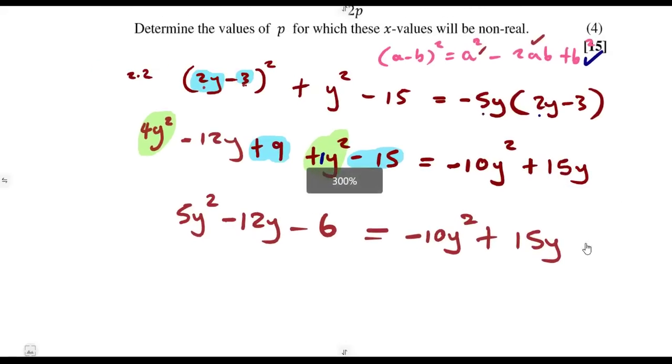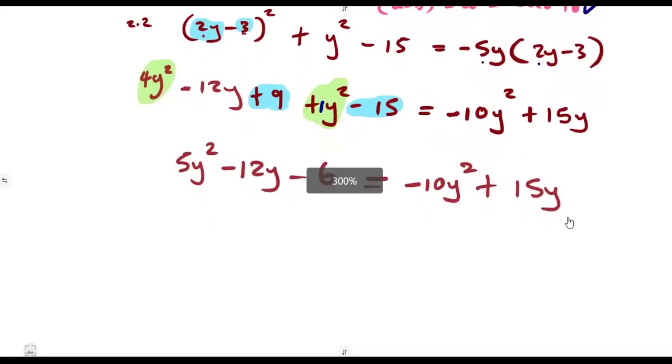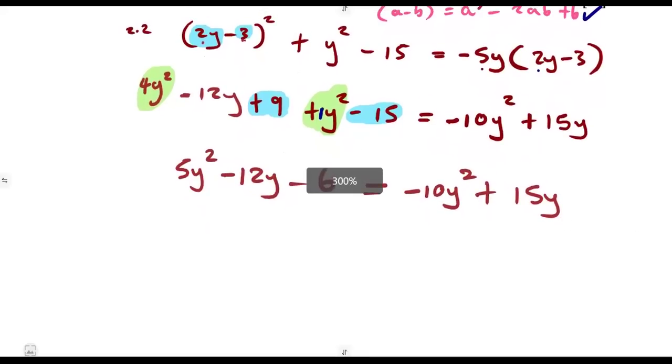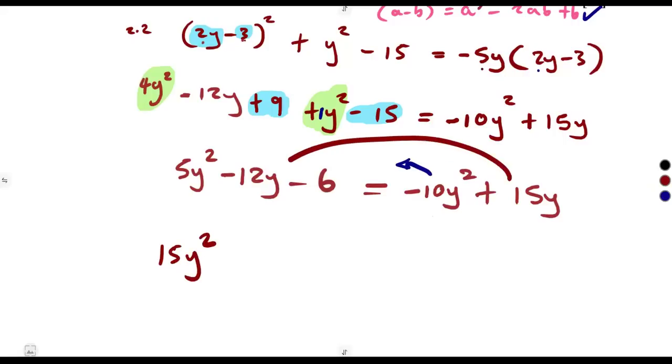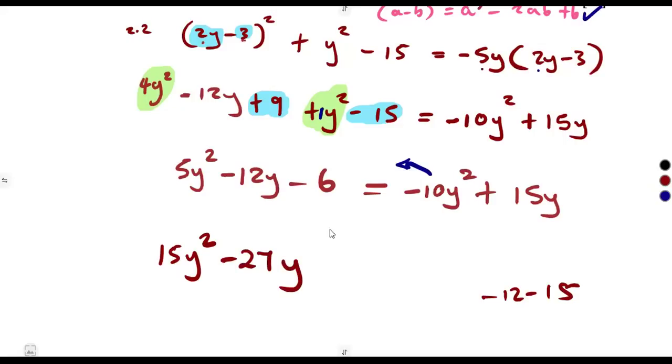Then collecting the terms now to one side of the equation. As you can see, guys, this is a quadratic equation. Remember the format: one side must be equal to 0. So you're going to take the minus 10y squared to the other side. It becomes a positive. So 5 plus 10, that's 15y squared. The 15 becomes a negative. So it's minus 12 minus 15, which is negative 27y, like that. Already, we had a minus 6 there. And that's equal to 0, just like that.